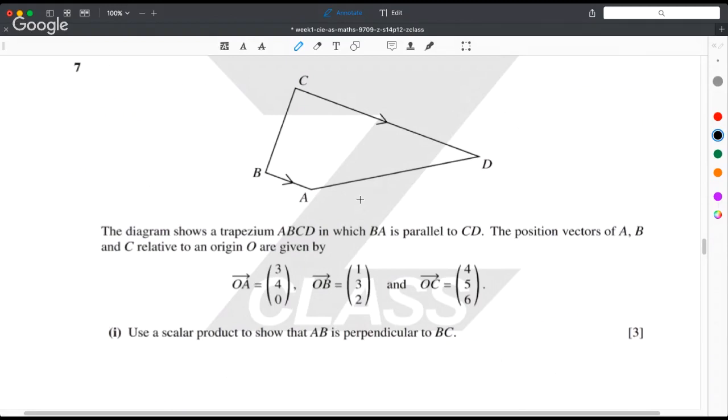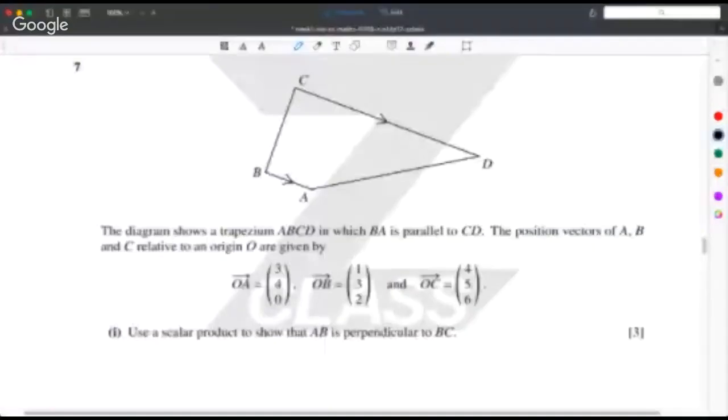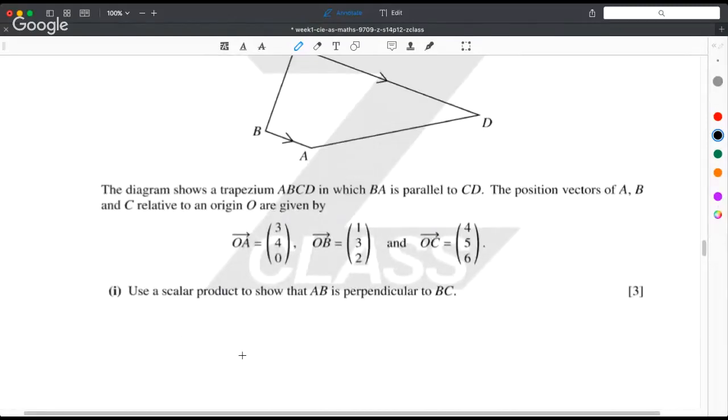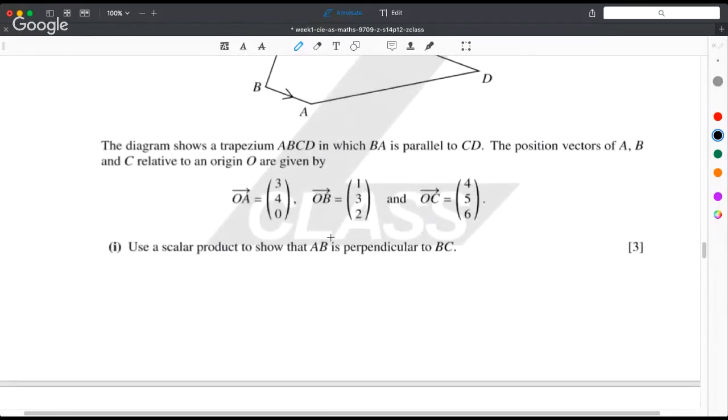So here we have vectors given to us in this nice column notation. So they want us first to show that AB is perpendicular to BC. Whenever you see perpendicular, you know you have to use a scalar product, also known as the dot product. But they've told us that we have to do that anyway. So first we want to find the line AB and the line BC.